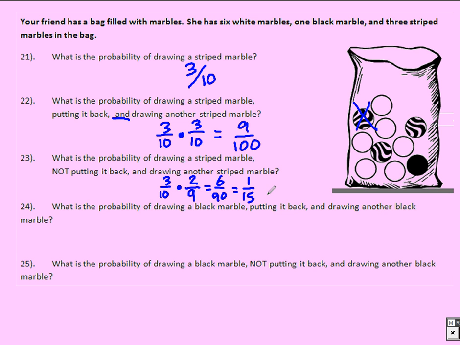Now you're drawing a black marble, putting it back in, and drawing it again. So let's get rid of that. So all marbles are back in there. So you've got 1 black marble out of 10, and drawing another black marble, so 1 out of 10 again. So 1 out of 100 is that probability.